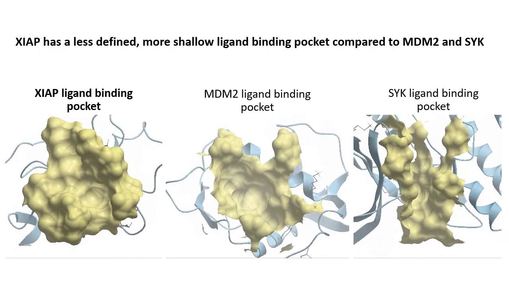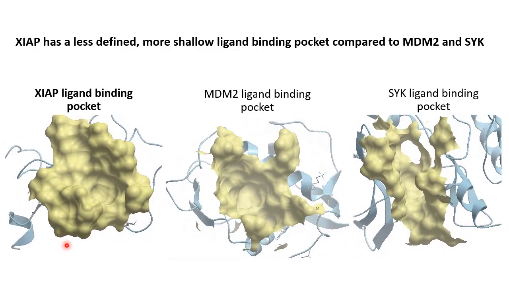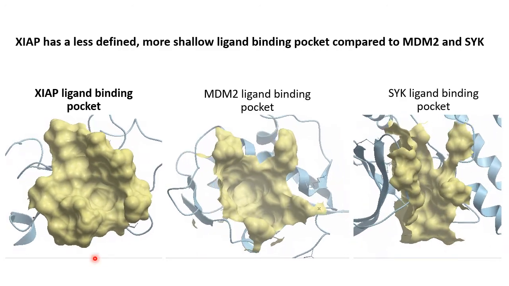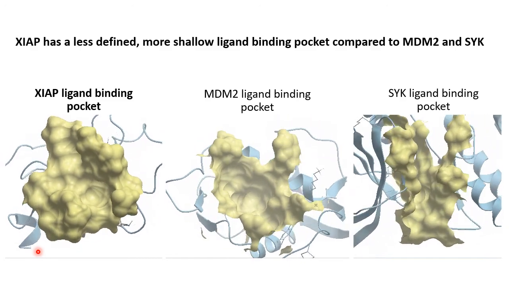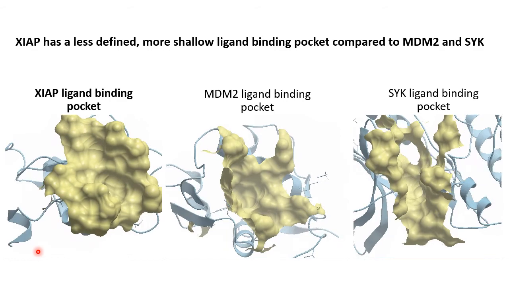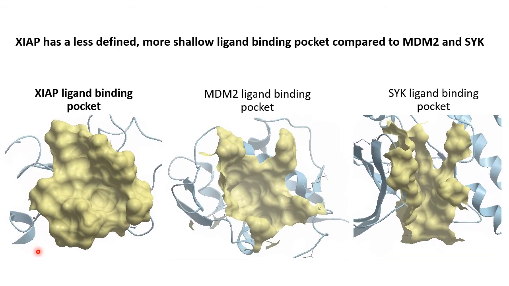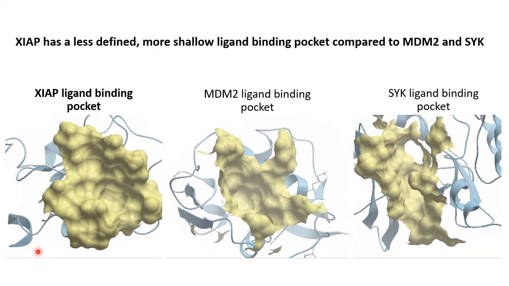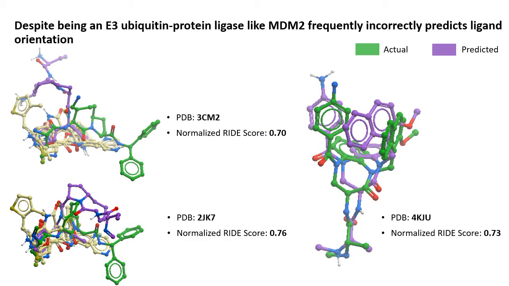These results are likely explained by the less defined, more shallow ligand binding pocket of XIAP compared to MDM2 and SYK. The more shallow pocket naturally allows the more flexible binding of a ligand, as it is not forced to be confined in a small space, meaning there may be more interaction hotspots compared to a protein with a deeper pocket, making it more difficult for one fragment template to predict the orientation of many different ligands. This explains why the fragment template is a good predictor of the ligand from 4KJU, but is not a good predictor for other ligands, such as from 3CM2 and 2JK7.